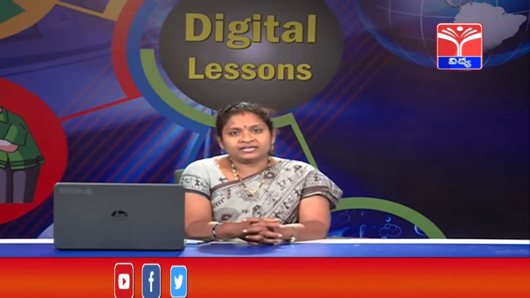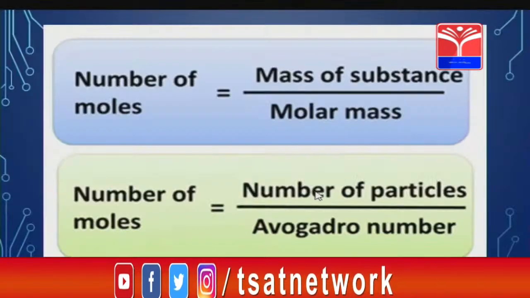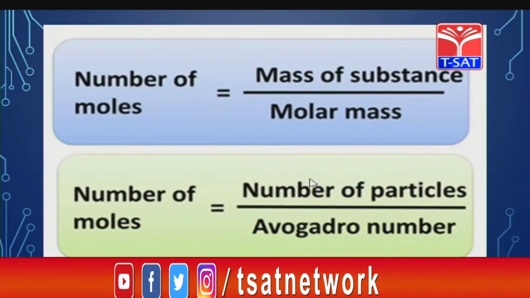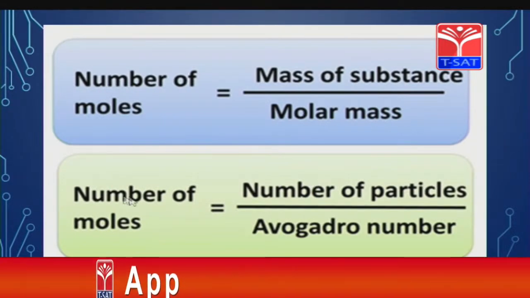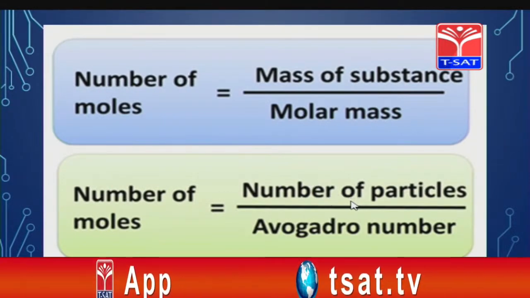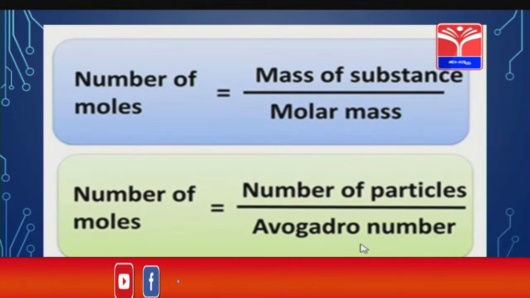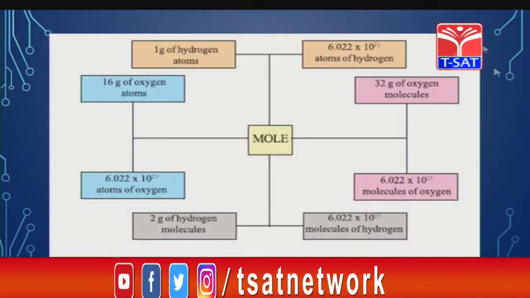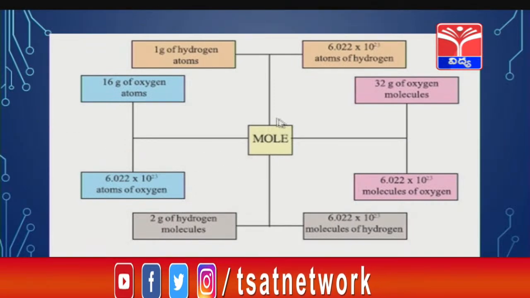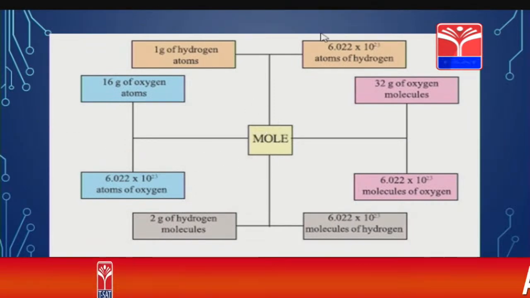So, it can be calculated using the formula: number of moles is equal to the total number of particles present divided by the Avogadro number. The total number of particles we had was 12 into 10 to the power of 23, divided by the Avogadro number, 6.023 into 10 to the power of 23, and that comes to 2 moles. So, children, we can summarize it as: a mole means it has Avogadro number of particles.